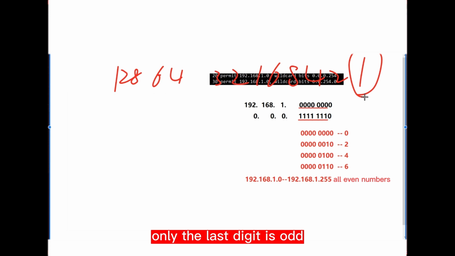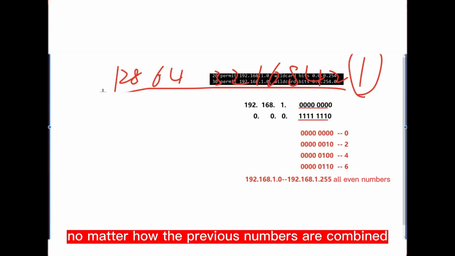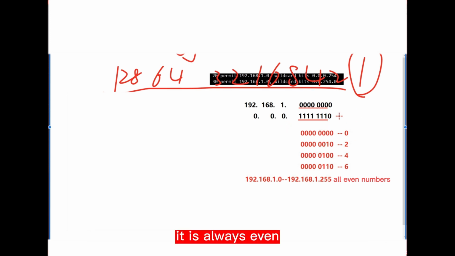Only the last digit is odd. So if the last bit is fixed to 0, then no matter how the previous numbers are combined, it is impossible to calculate an odd number. It is always even. So if we use 254 as the last digit, then in this range, you will match all even numbers.